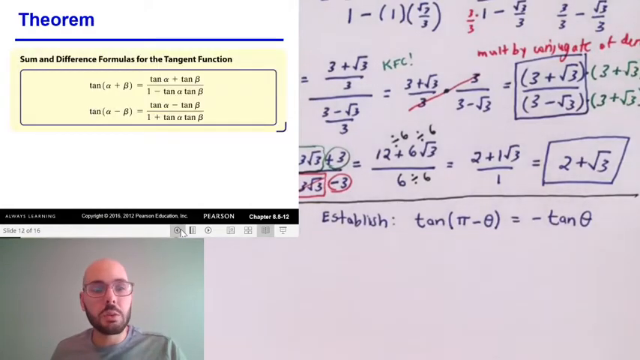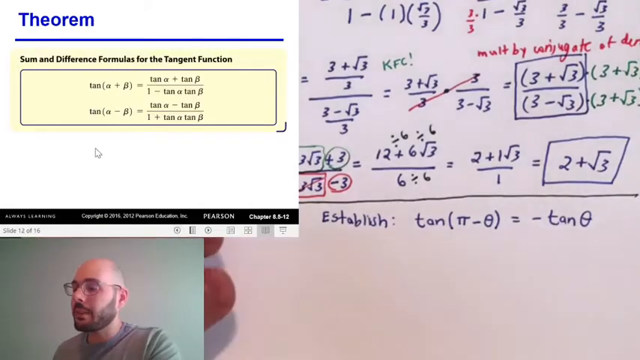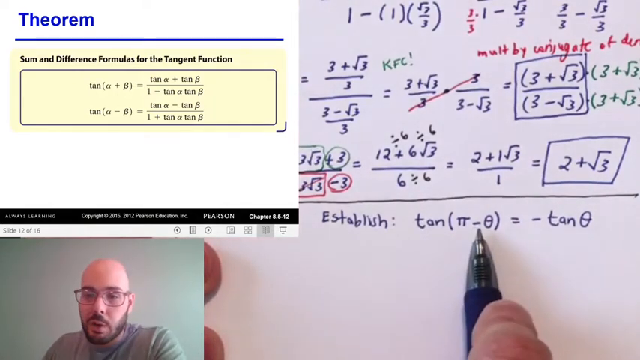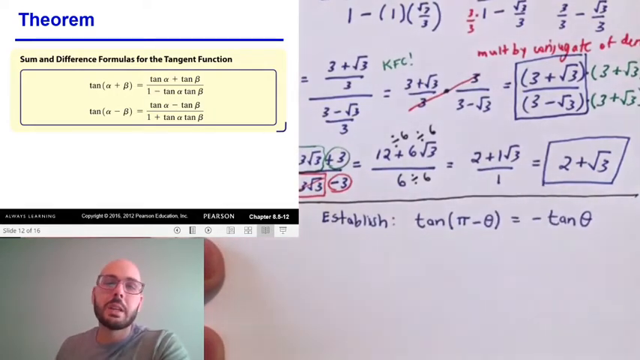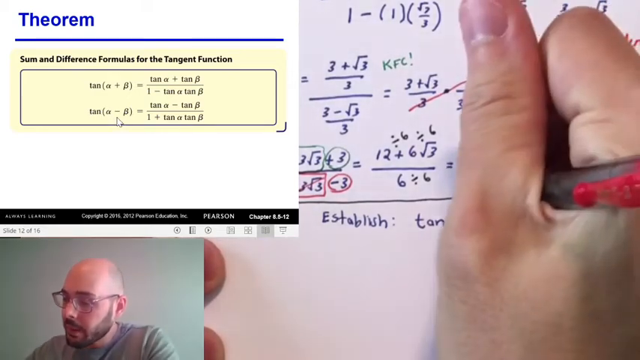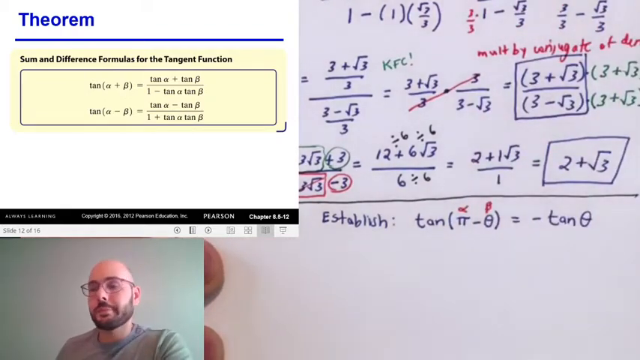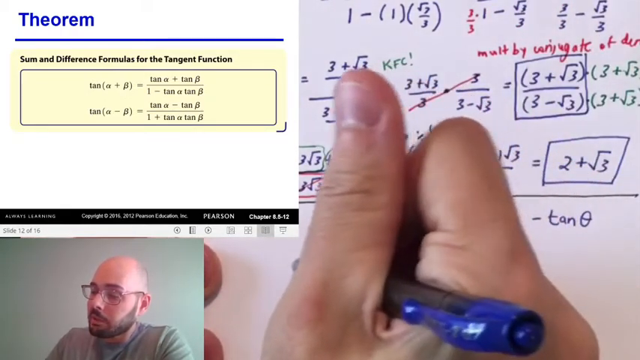So I'm going to show us our formulas again on the slideshow. And this looks like it's the difference formula. We have a minus sign in the middle. So I'm going to be using the second formula. This is our alpha, this is our beta. So I'm going to go ahead and just plug into this.